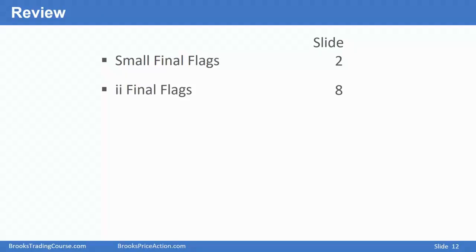In this video, I talked about small final flags. They can also lead to major reversals. And then I moved on and talked about II final flags, consecutive inside bars. Even though it's only 2 bars, it can lead to a breakout and then a reversal. So you can have an II pattern being a final flag in a trend.